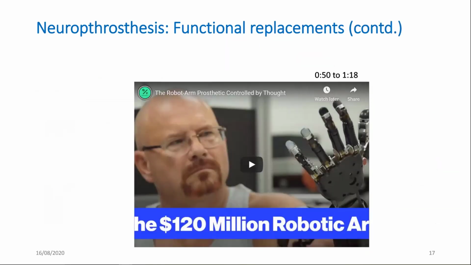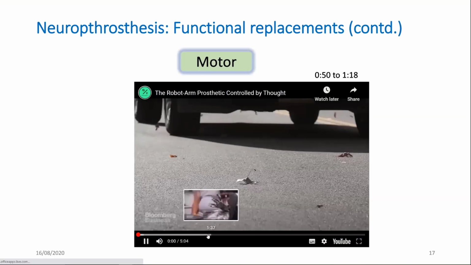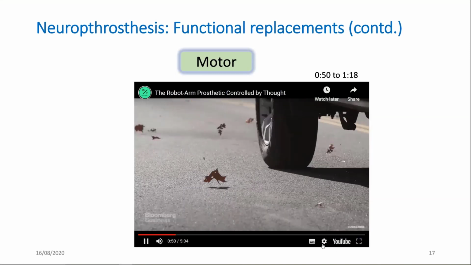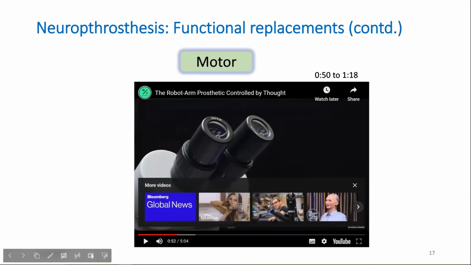There is another example of motor neuron functional replacement. As you can see in the title, it says it is a 120 million robotic arm. Obviously, it's quite expensive, but it's quite interesting as well. So let's start over here. Let me give you background. This person lost his arm in a road accident, and researchers are trying to give him a biomimetic hand. The same way I'm thinking of moving my mouse here, he can move his hand in the same way, from his thought, from his brain activities.